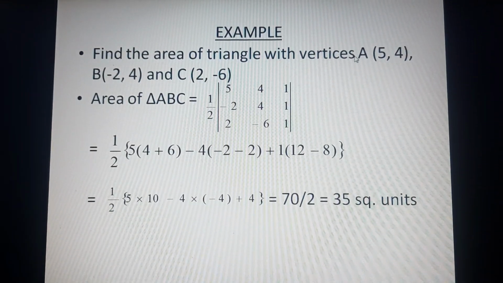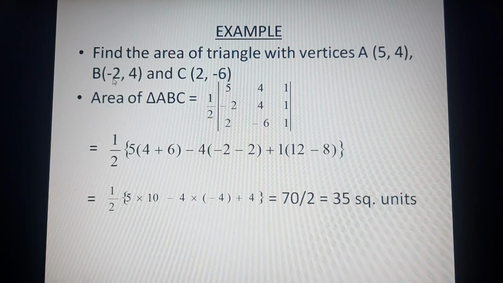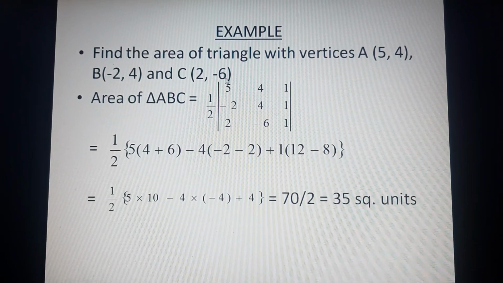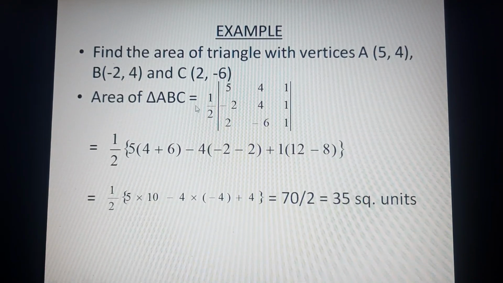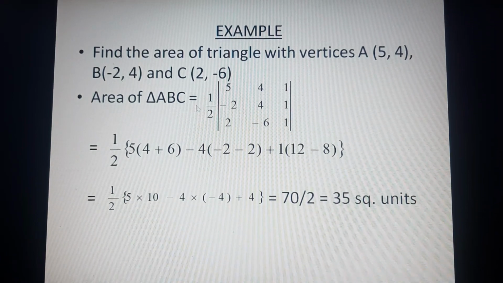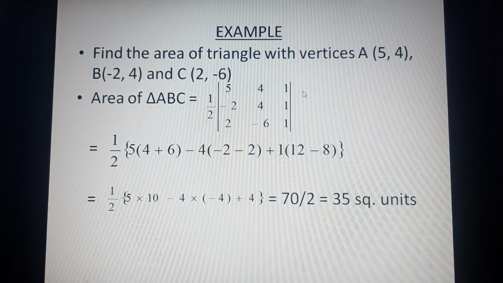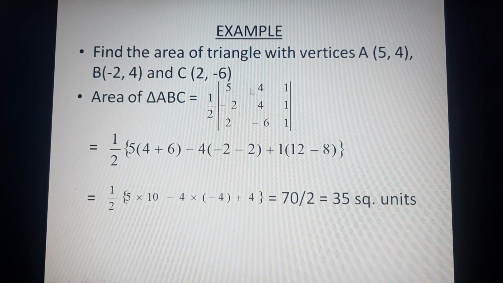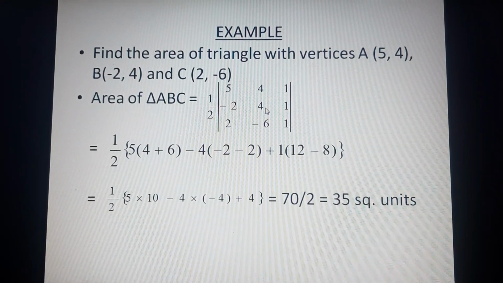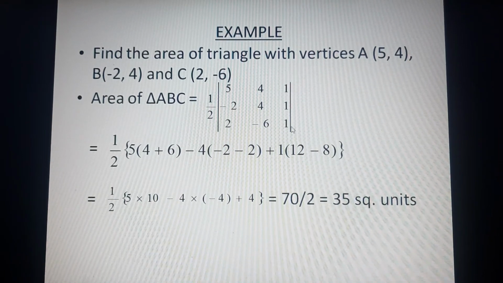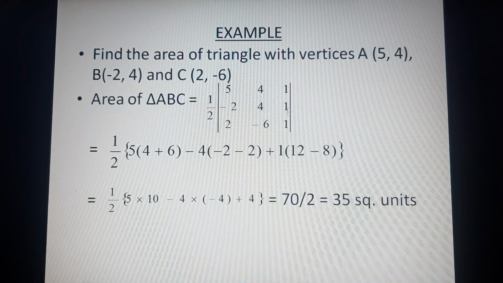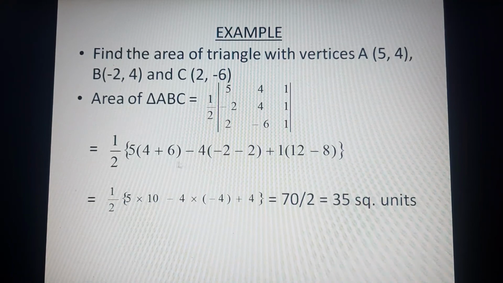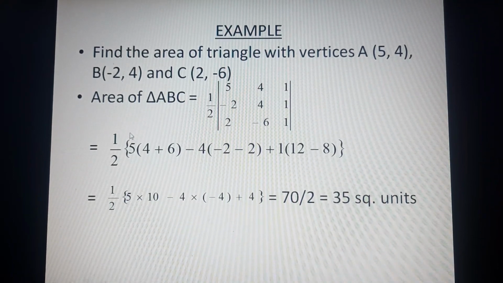Find the area of triangle with vertices 5 4, minus 2 comma 4 and 2 comma minus 6. So it is very easy to solve this. If you want to find the area of triangle ABC, half, then the determinant, the first coordinate is 5 4, here it is written in the first row, then minus 2 4 in the second row, and 2 comma minus 6 is written in the third row. The last column should be 1 1 1. Then you solve it as we have learnt in the module 1.